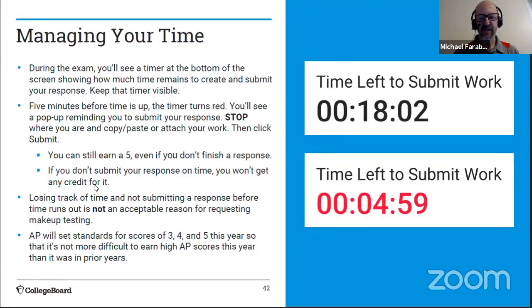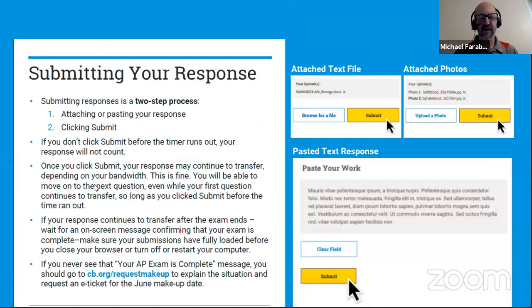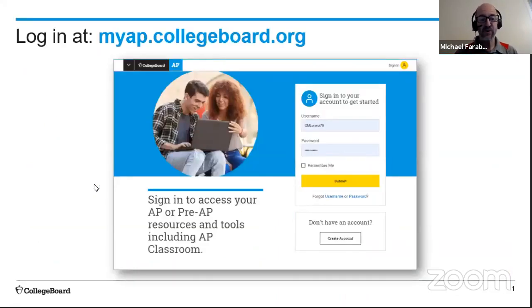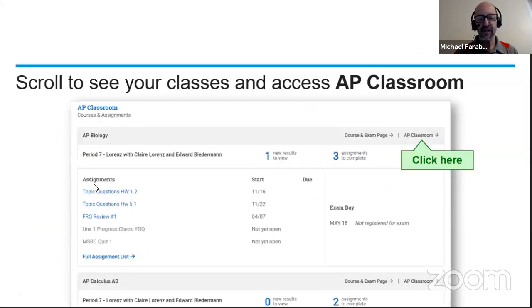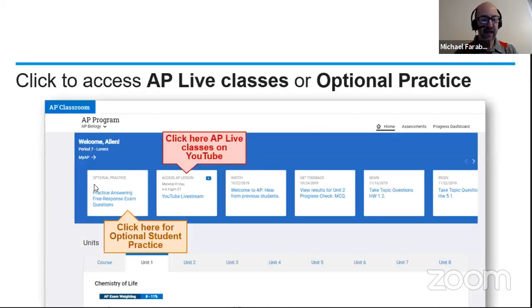Talking about managing your time, submitting your response. So if you're looking for more practice problems, you can log in at myap.collegeboard.org. You can click on AP Classroom, and then you can click here for optional student practice.